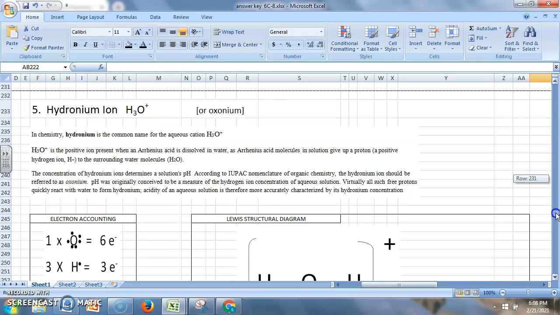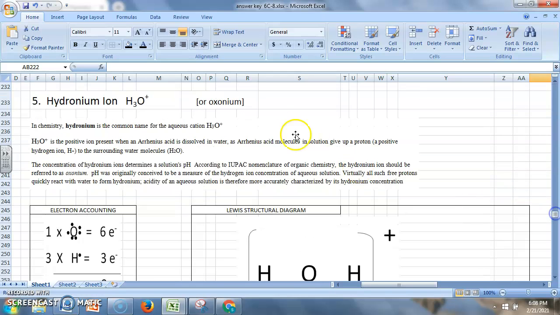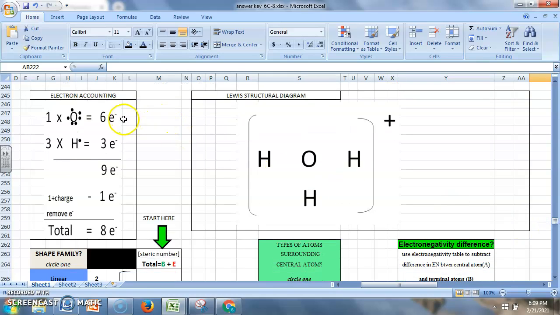This is a wild one, the hydronium ion. And this is our first one that actually has a charge to it. This is a positive charge, which means this molecule will have one less negative electron when we total the electrons up. There's one oxygen with 6. It's in Roman 6. There's 3 hydrogens in Roman 1.